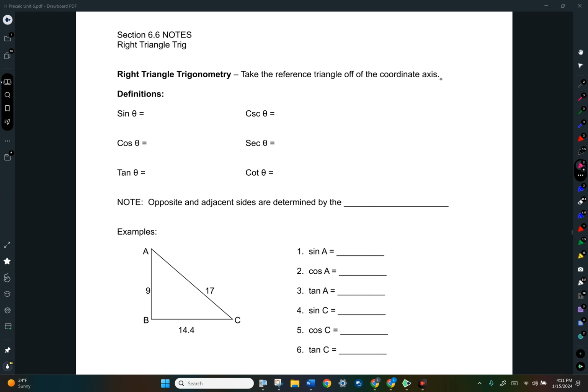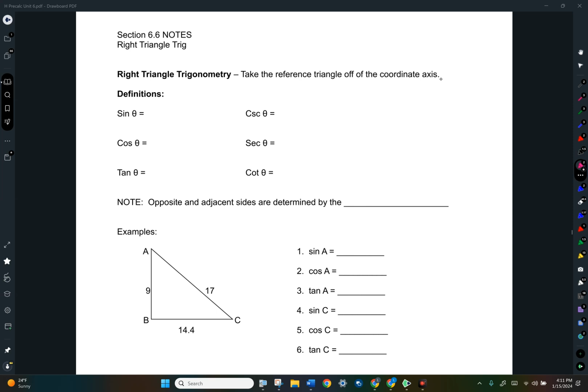So this is the section 6.6 notes on right triangle trig. And actually this is going to be the day that's going to seem the most familiar because this is exactly what you would have done back in geometry. Now I don't expect you to remember it.